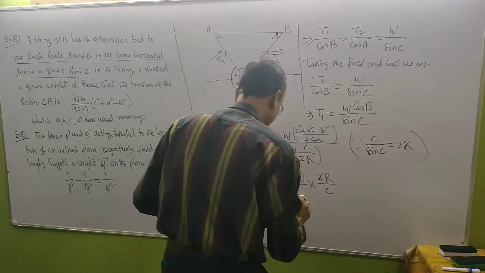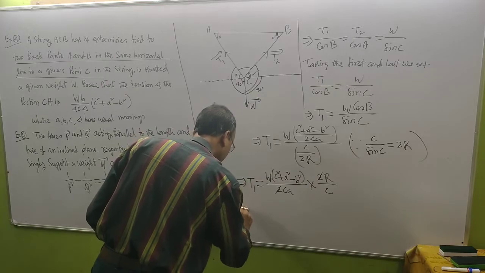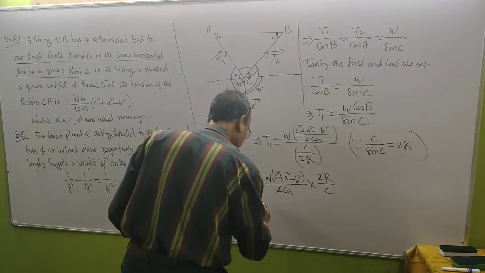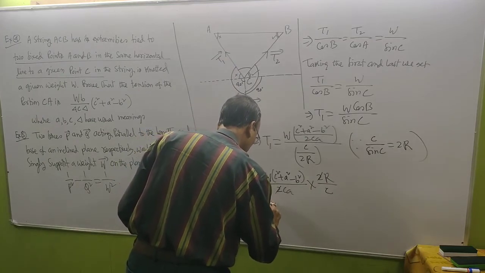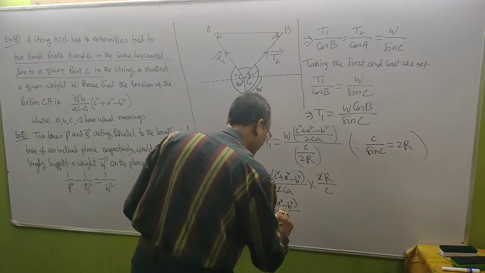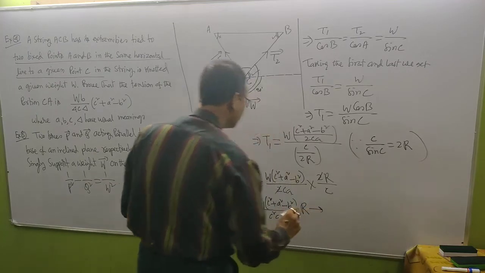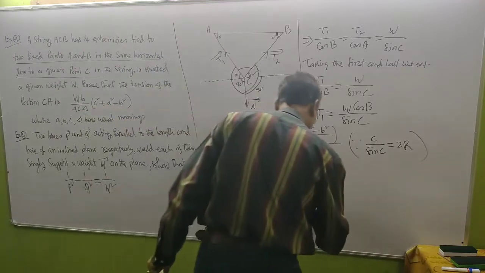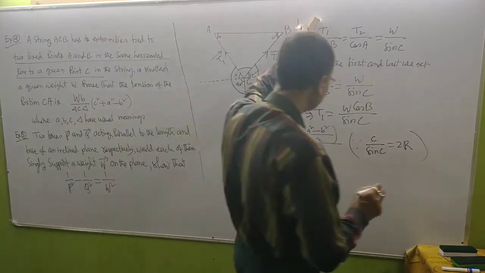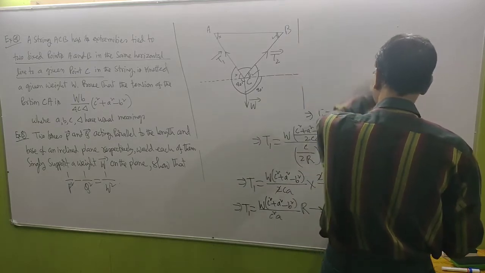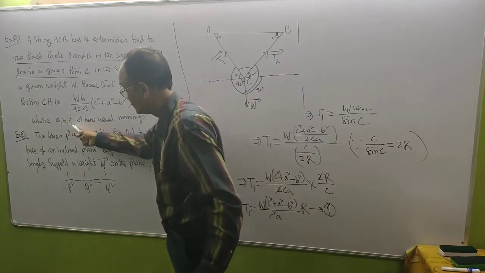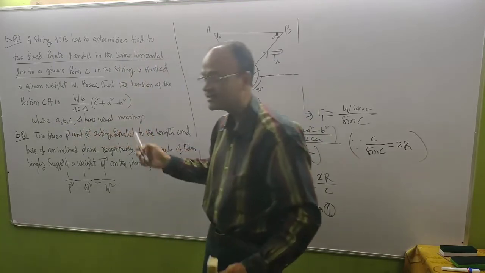Now, this means that T1 equal to W into C square plus A square minus B square divided by C square A into R. Suppose this is number 1. Now R. You see, in the question, A, B, C, delta have usual meanings.